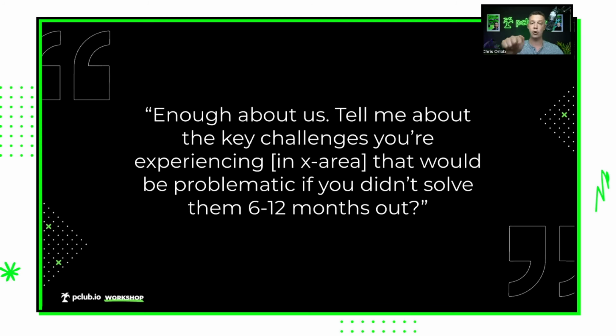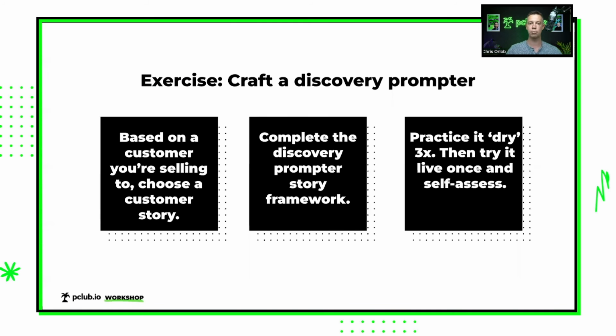By the way, as a quick side note, this question works really well, right? You'll notice some of the phrasing. Problem, that would be problematic if you didn't solve it 6 to 12 months out. That phrasing is a filter to get them to talk about urgent problems, right? Not just any problem, but the things that you have to solve within some sort of time horizon, in this case, 6 to 12 months. So that's kind of a quick language technique to get your questions more targeted. Generally, this is going to work much better at the tail end of a discovery prompter.